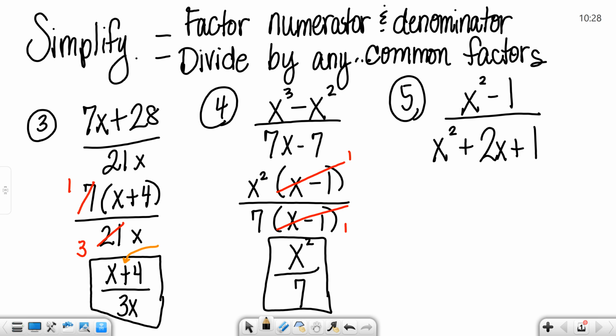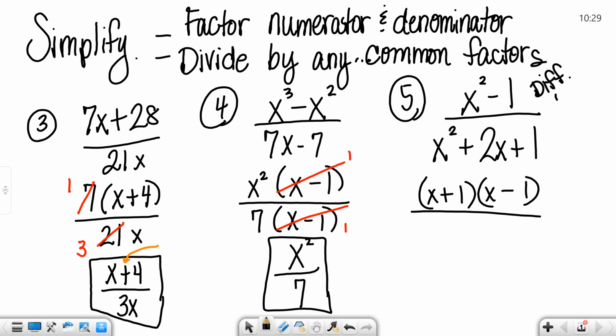All right, again, we're simplifying, so we must factor the numerator and factor the denominator. In our numerator, we have a difference of squares, so that becomes x plus 1 and x minus 1. In my denominator, I have a trinomial. The top was a difference of squares, and the bottom is a trinomial.